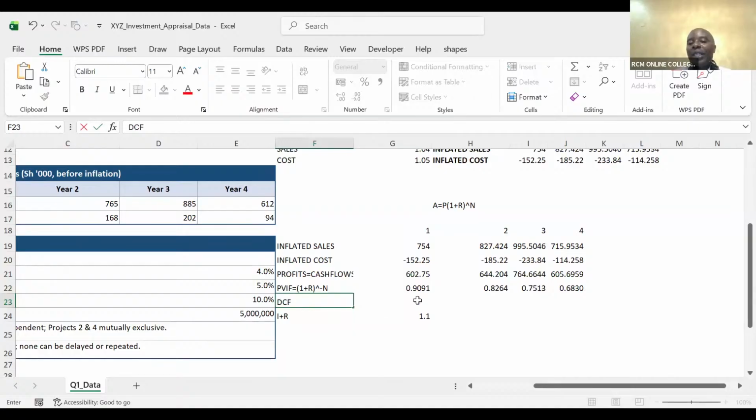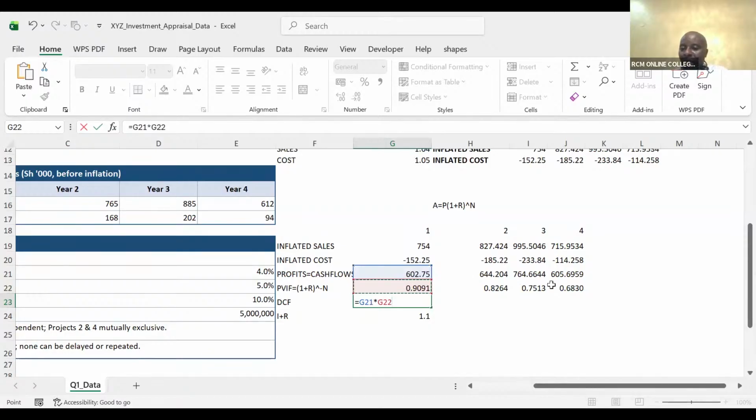It's pretty easy. So I will say equals, I take my cash flow here, times my PVIF. There's nothing I'm locking here because these are moving targets. When I move here, the numbers are going to be different. All of them are moving targets. What I need to do is control enter.